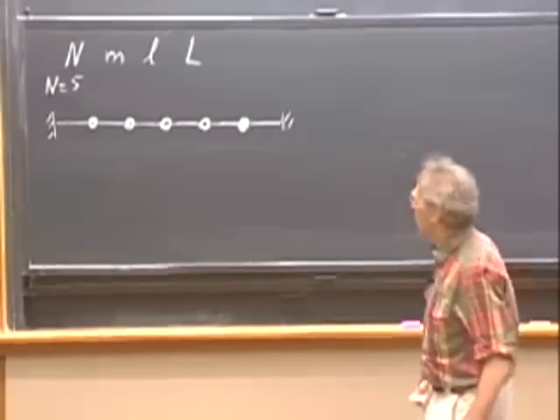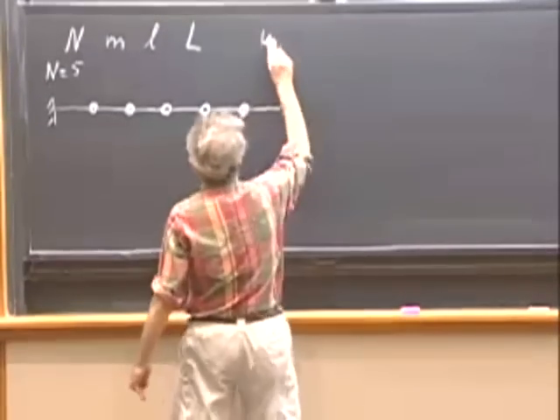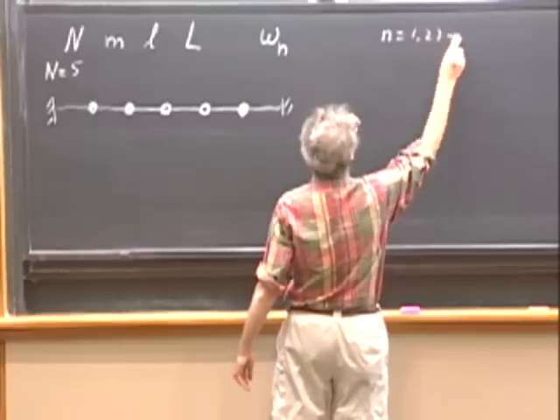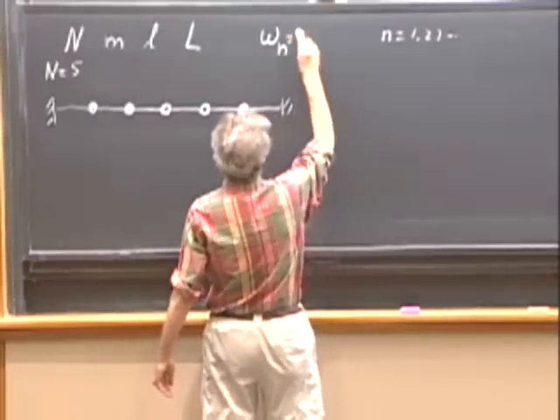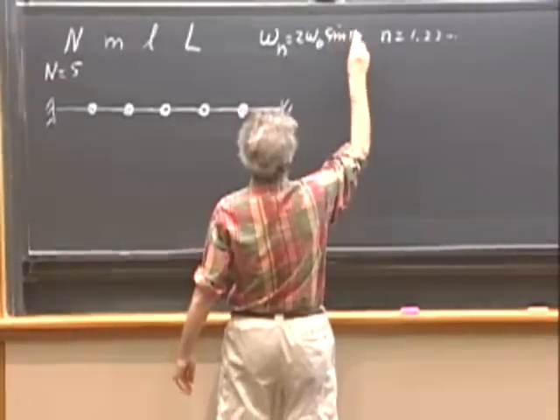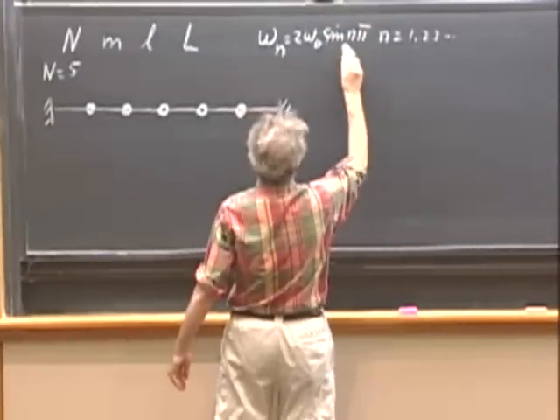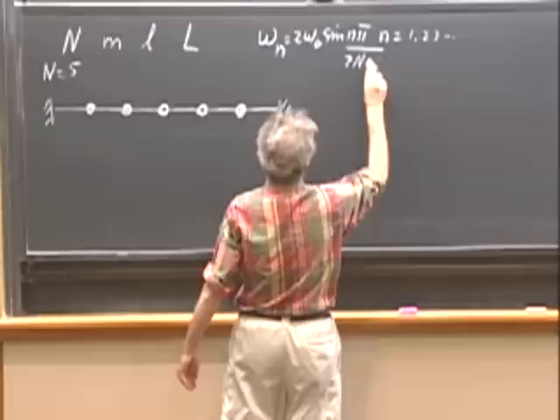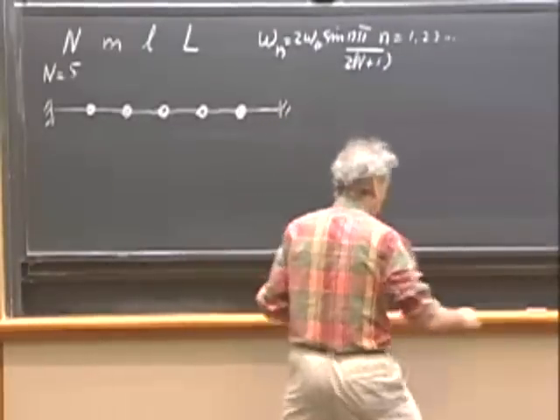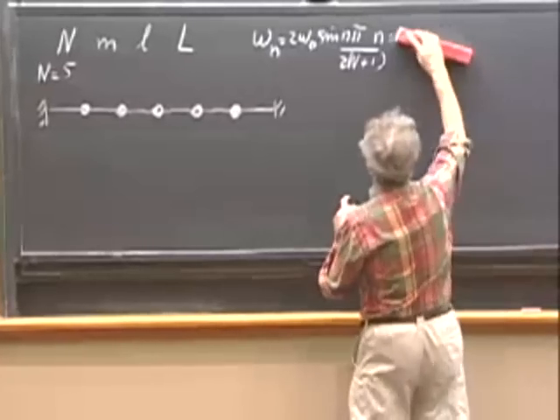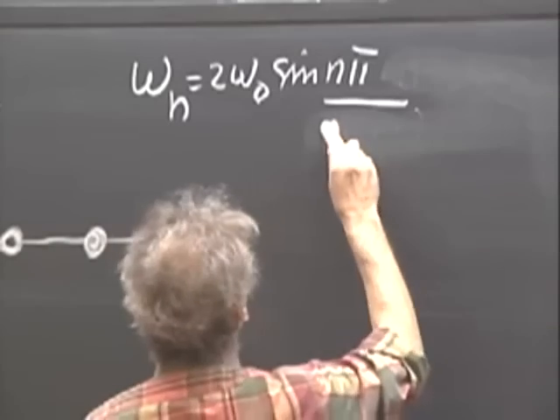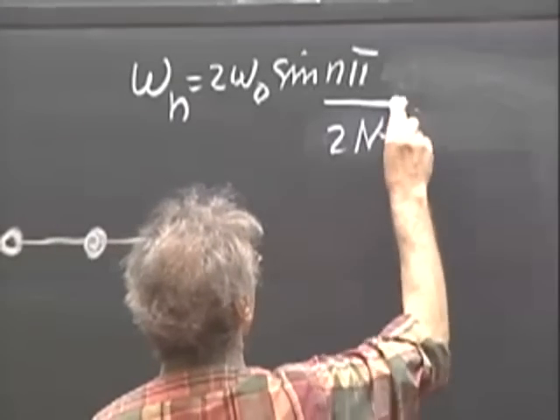The general result is that the normal mode frequencies, in terms of n being 1, 2, 3, etc., equal 2 omega 0 times the sine of n pi divided by 2(n plus 1). I don't want you to remember that. I certainly don't remember it. Let me remove this. I certainly don't want to remember it, but this is something that today I will need.